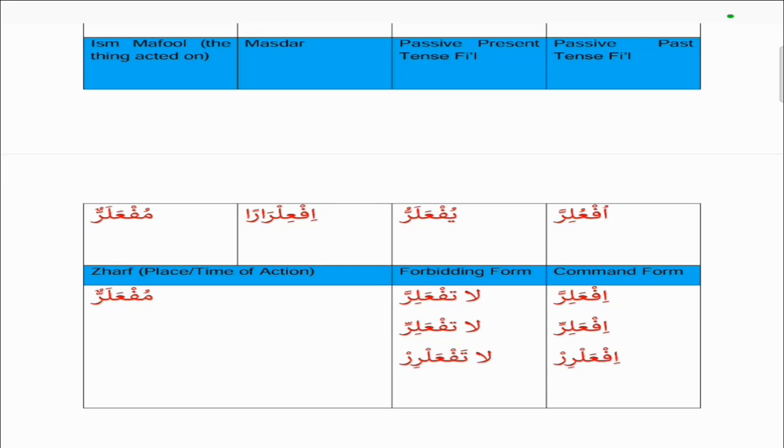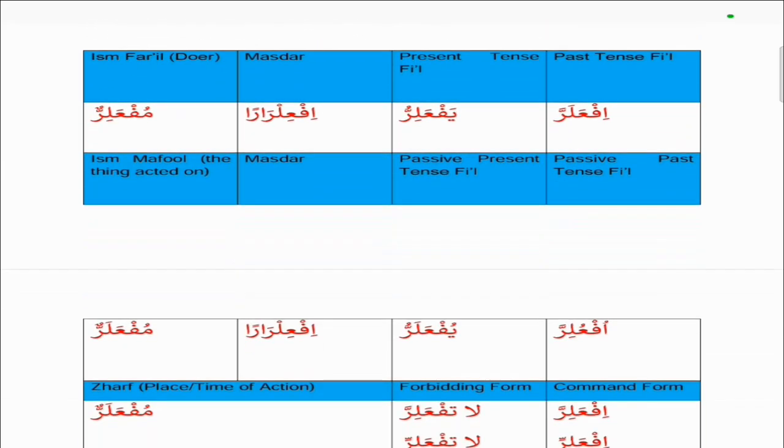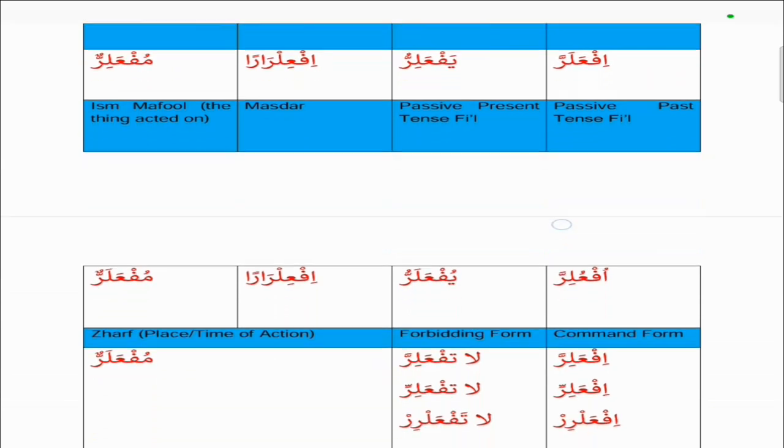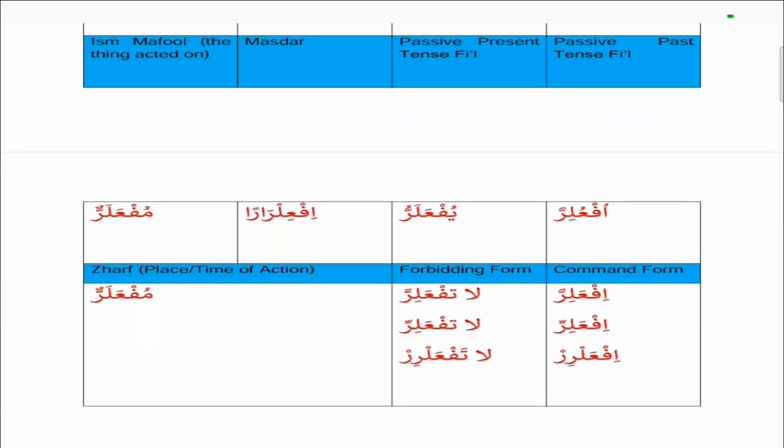And the forbidding form la taf'alirra, so again you just take the present tense yaf'alirru, anta version, add a lam, and then the first version is a shadda with the fatha, then shadda with the kasra. Split the two ra's, then you can see that the kasra on the lam in the second version transfers to the ra, and then you're left with la taf'alrir by putting a sukoon at the end to make it in the lightest version. And the zarf is muf'alarrun, which is the same as the ism maf'ul.